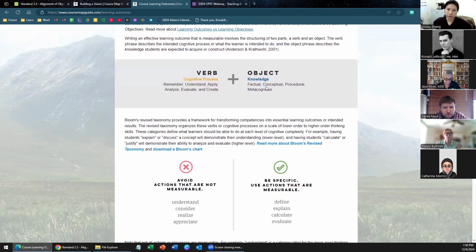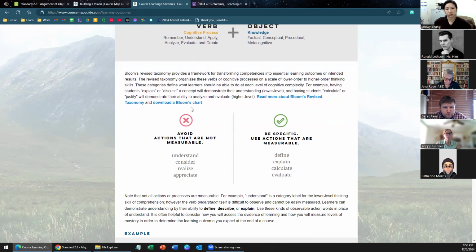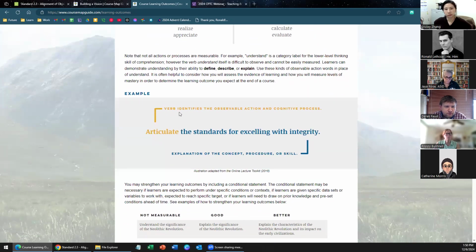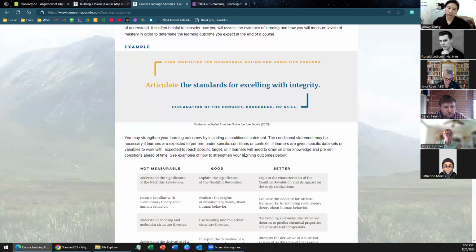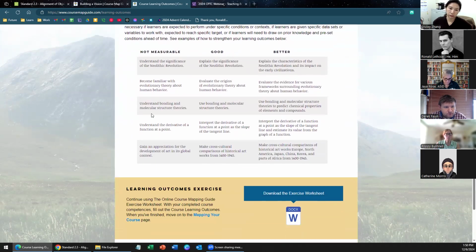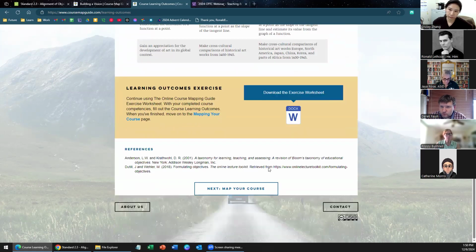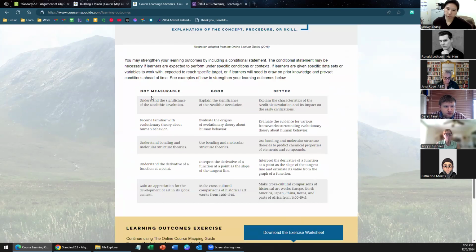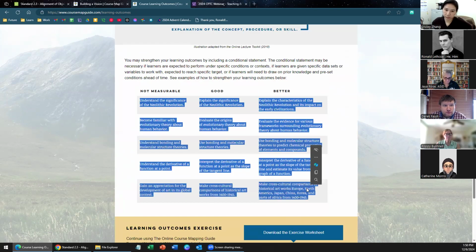So verb plus object, yep, that's all stuff that we've talked about before. The verb identifies the observable action. You've got the explanation of the concept here on the other side. This is all stuff that we've done, if you've been following along with this course. I remember looking at tables like this.